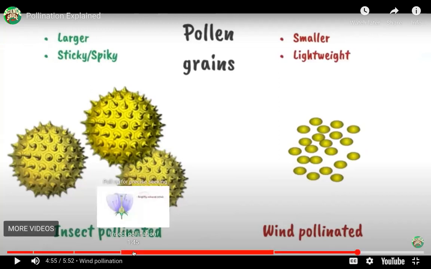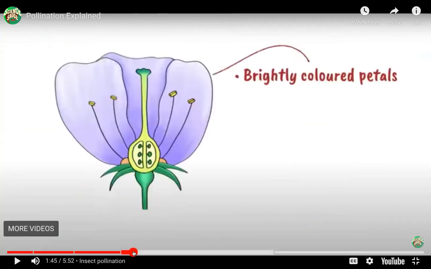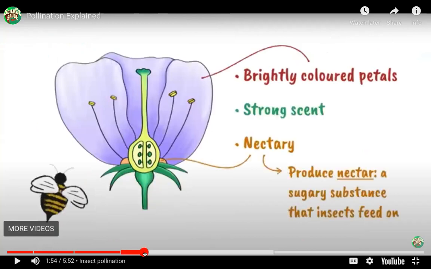Let me summarize what we have discussed here, quickly. First, insect pollination. When this happens, basically these insects are attracted to the nectary.